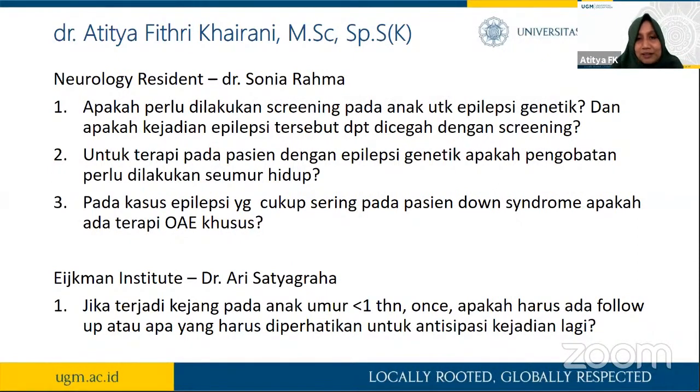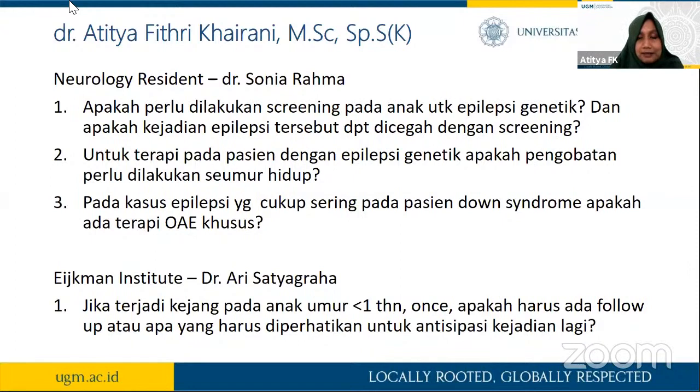Sementara untuk treatmentnya, ada yang bisa dikendalikan dengan obat anti epilepsi, ada yang tidak. Sebenarnya kalau mau dilakukan screening bisa, tapi membutuhkan biaya yang besar. Terutama yang autosomal dominan, sebenarnya lebih baik bila dilakukan screening. Tetapi ya tadi, mungkin belum memungkinkan di sini.